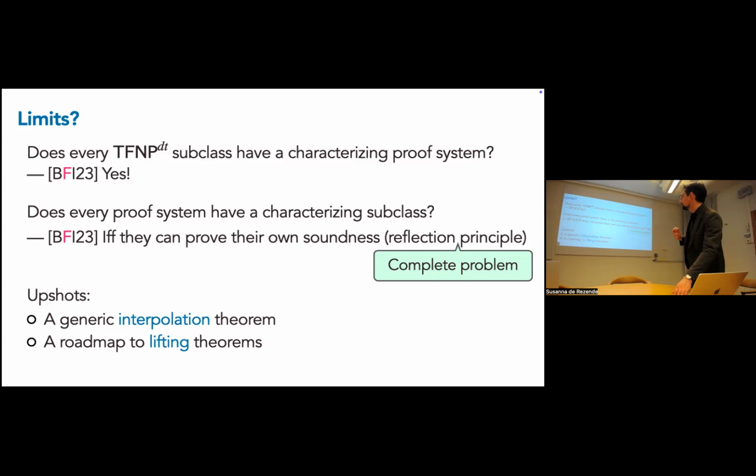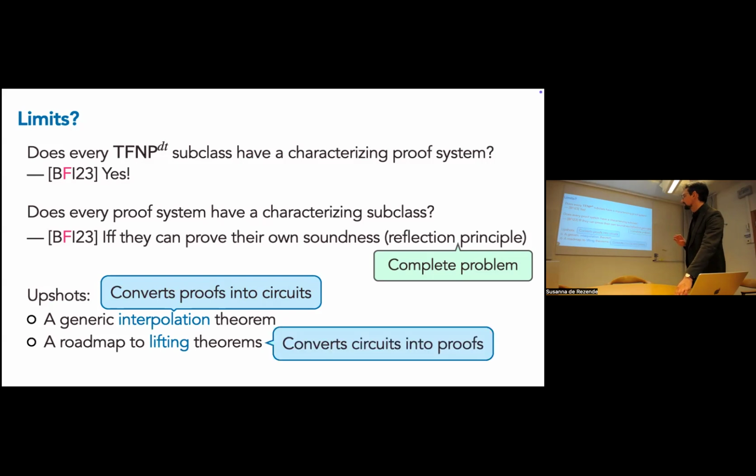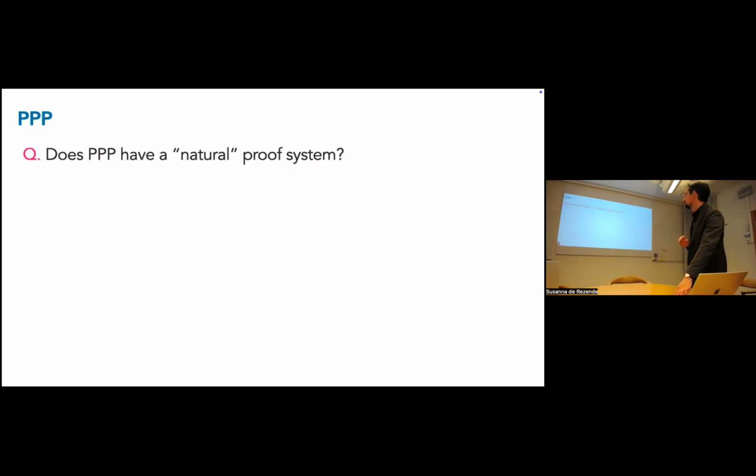Okay, and from this, we're going to get a generic interpolation theorem, and we can use this to talk about a roadmap for lifting theorems. The interpolation theorem converts proofs to circuits, and lifting theorems convert circuits to proofs. So I had this question: does PPP have a proof system? We showed that PPP has a proof system, just by this previous result.